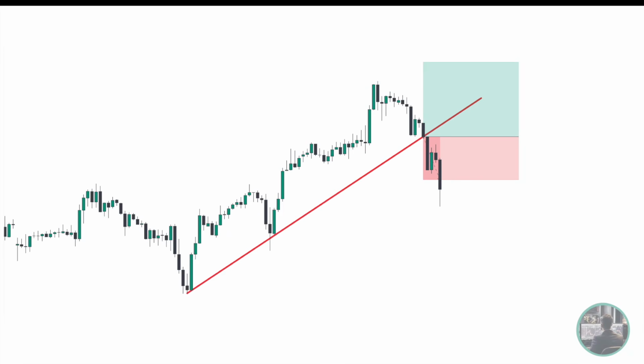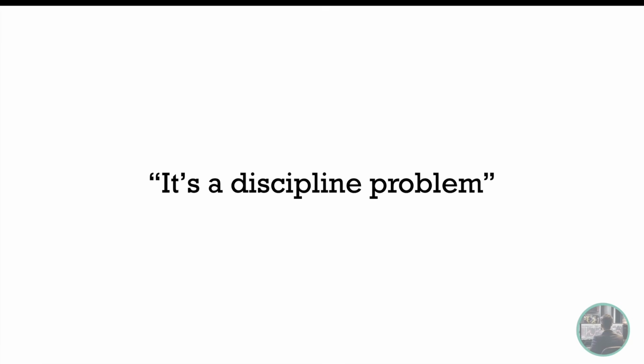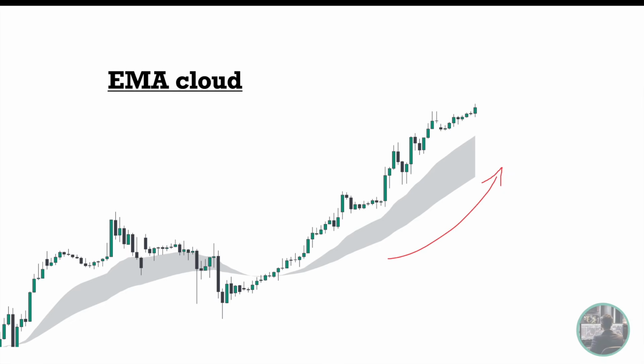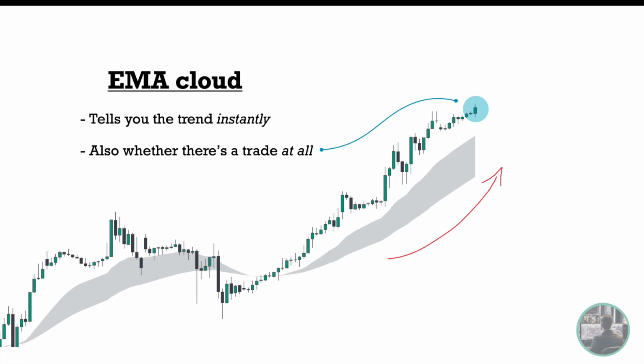And when they hesitate or enter a trade that wasn't really there, they say it's a discipline problem. But it's not a discipline problem, and the fix isn't to study more. The cloud already tells you the trend in seconds: up, down, or neither. But the trend is only half of it. The same cloud also tells you whether there's a trade worth taking in the first place. That's the half nobody uses, and it's the difference between a clean entry and getting stopped out.